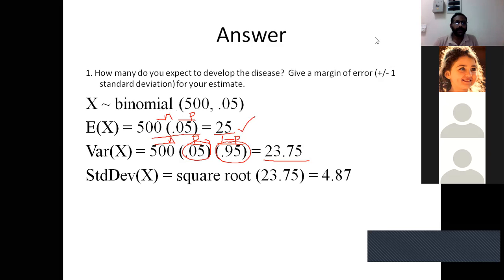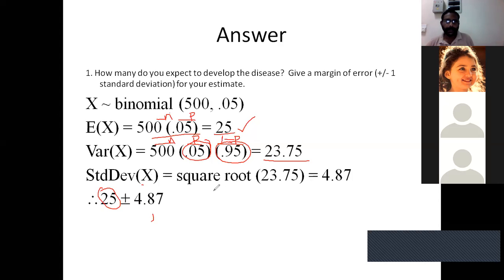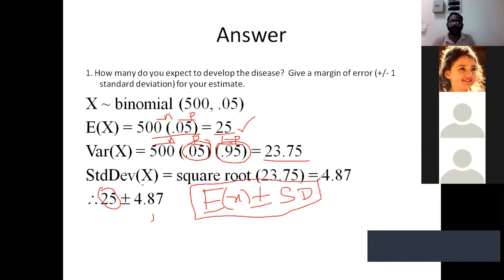Let's look at the standard deviation. You calculate the variance and take the square root of that. Then you can give the answer: the expected value plus or minus one standard deviation. So this is given as the expected value plus or minus one standard deviation. This is the question that has been asked. So if it is one standard deviation, what is the minimum value? What is the maximum value?